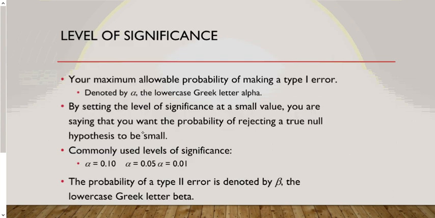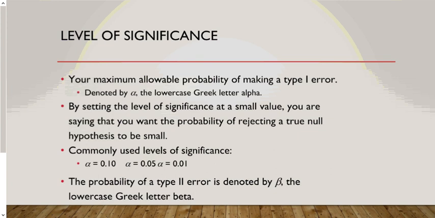Now, just like whenever we would make our confidence intervals, we had to talk about how confident we were in doing this. We do the same thing with our testing. Like, how sure do you want to be? And you can think of these like confidence intervals. So the maximum allowable probability of making a type 1 error is alpha.